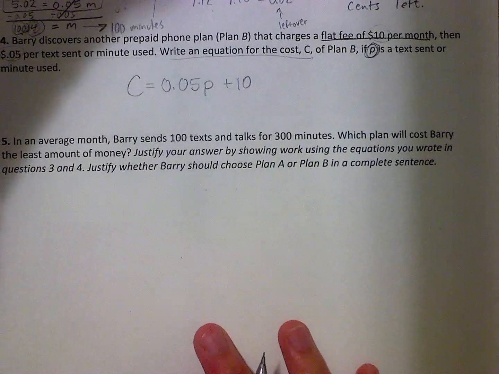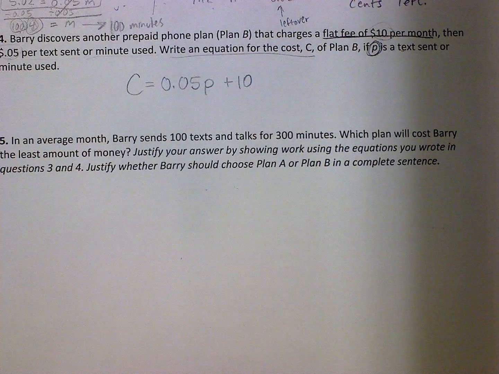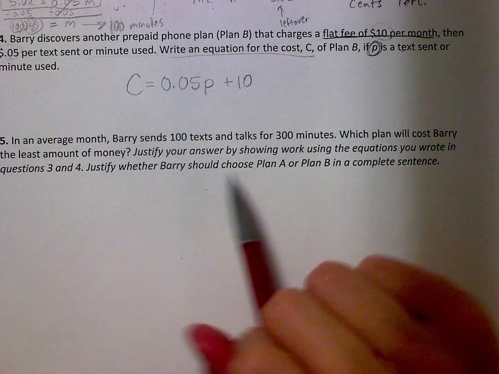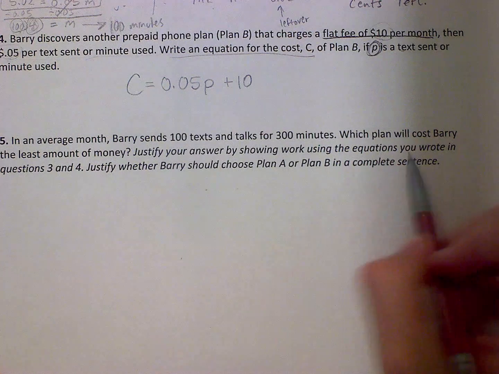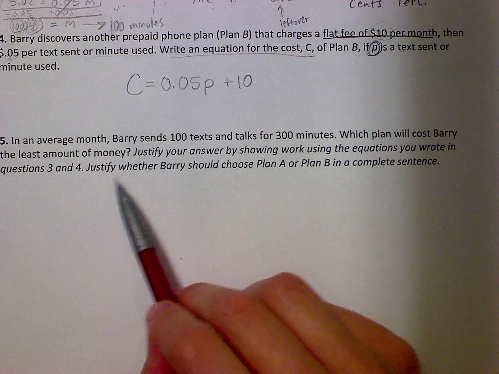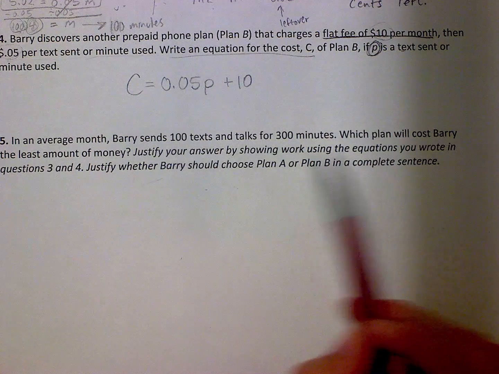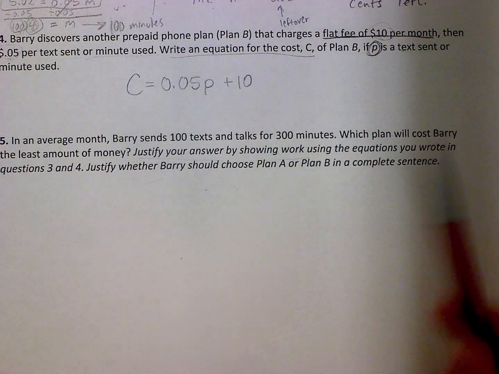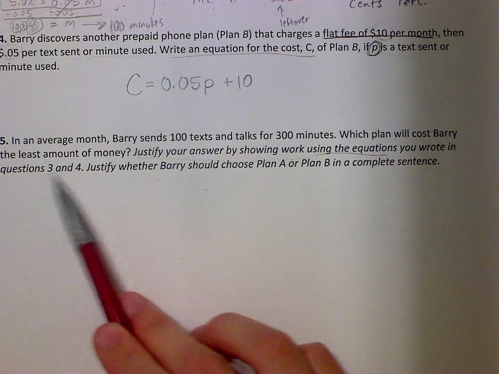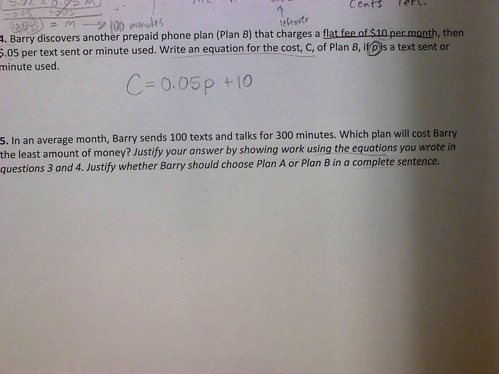And then last one. In an average month, Barry sends 100 texts and talks for 300 minutes. Which plan will cost Barry the least amount of money? Justify your answer by showing work, using the equations you wrote in questions 3 and 4. Justify whether Barry should choose plan A or B in a complete sentence. Okay, so let's be careful and make sure we hit all of this, right? It says justify your answers by showing work. I have to use the equations from questions 3 and 4, and then I need to write a complete sentence. So let's make sure we do all that.